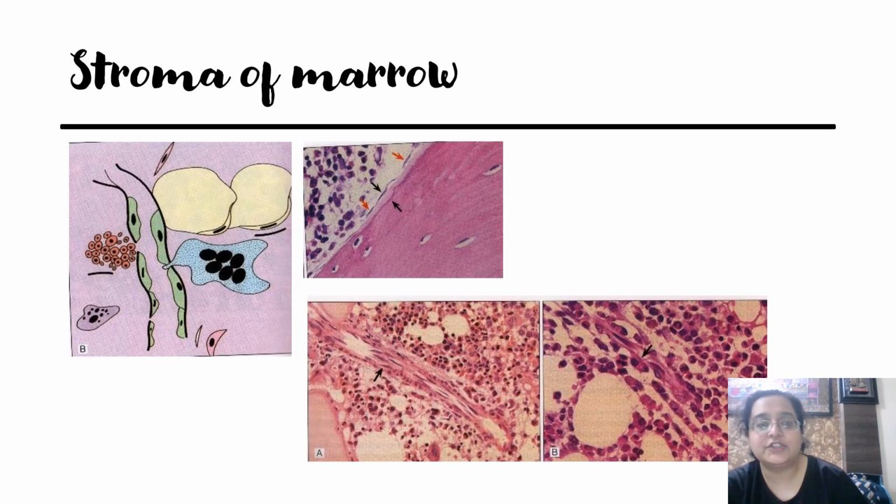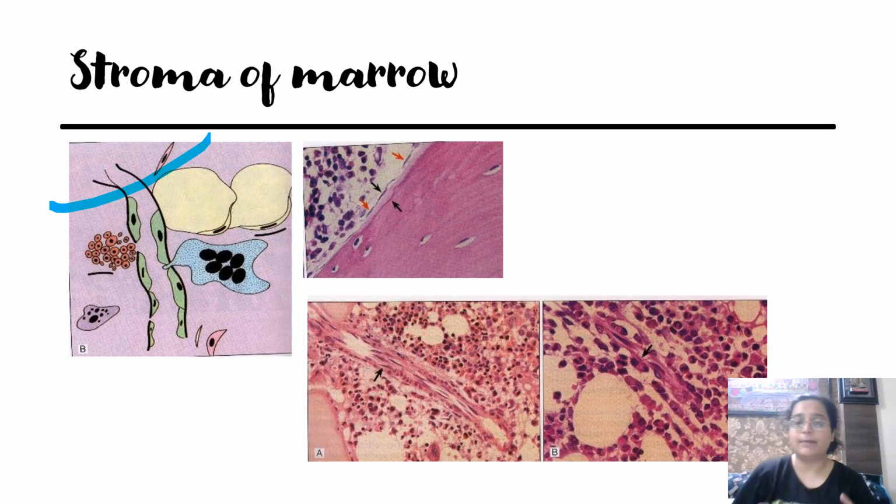This is a very good picture in your textbooks. This tells you the hematopoietic elements we all know: the myeloid, the erythroid, the megakaryocytes, with the lymphocytes, plasma cells, macrophages, blasts, etc. All that. These are the hematopoietic cells, mast cells, etc. But these are not the only cells that are present in the marrow.